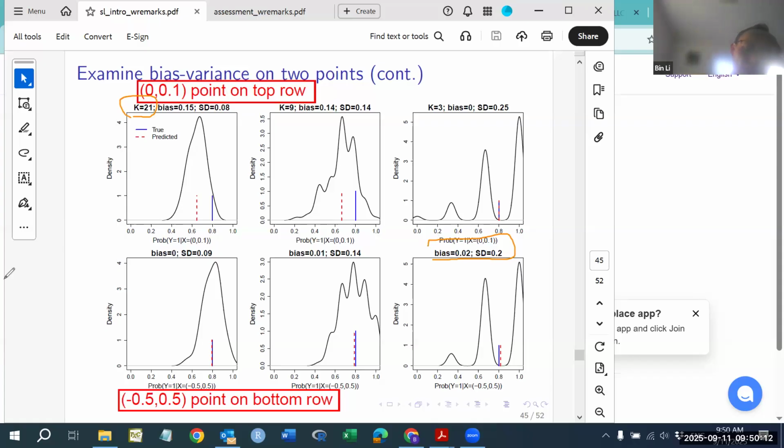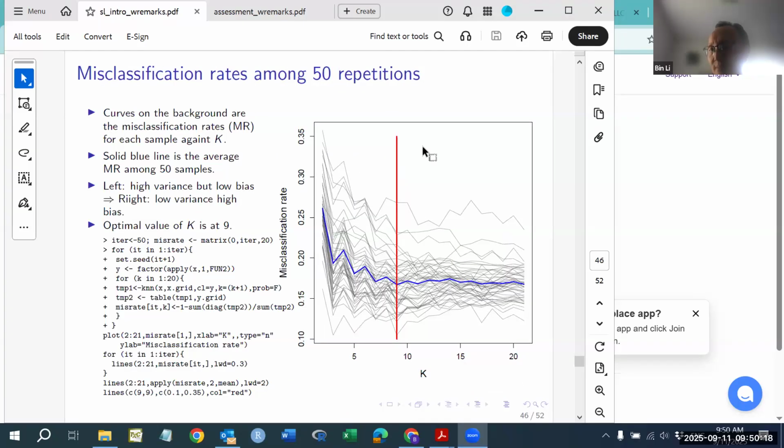Okay, so through this example, you can see the bias variance trade-off still exists for classification, okay?